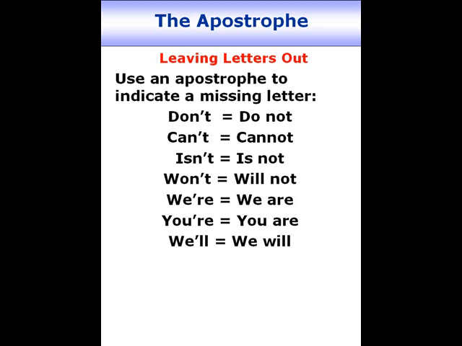Okay, we're nearly there with the apostrophe, and this is probably the usage that most people are familiar with. It indicates that letters have been left out. So, the rule is use an apostrophe to indicate a missing letter, or sometimes letters. Don't means do not. Can't means cannot. Won't, will not. Some of the more obscure ones you may also be familiar with. O'clock, for example, means of the clock, which we no longer say, we only say o'clock, but the apostrophe indicates that letters are missing. Now, one final thing.